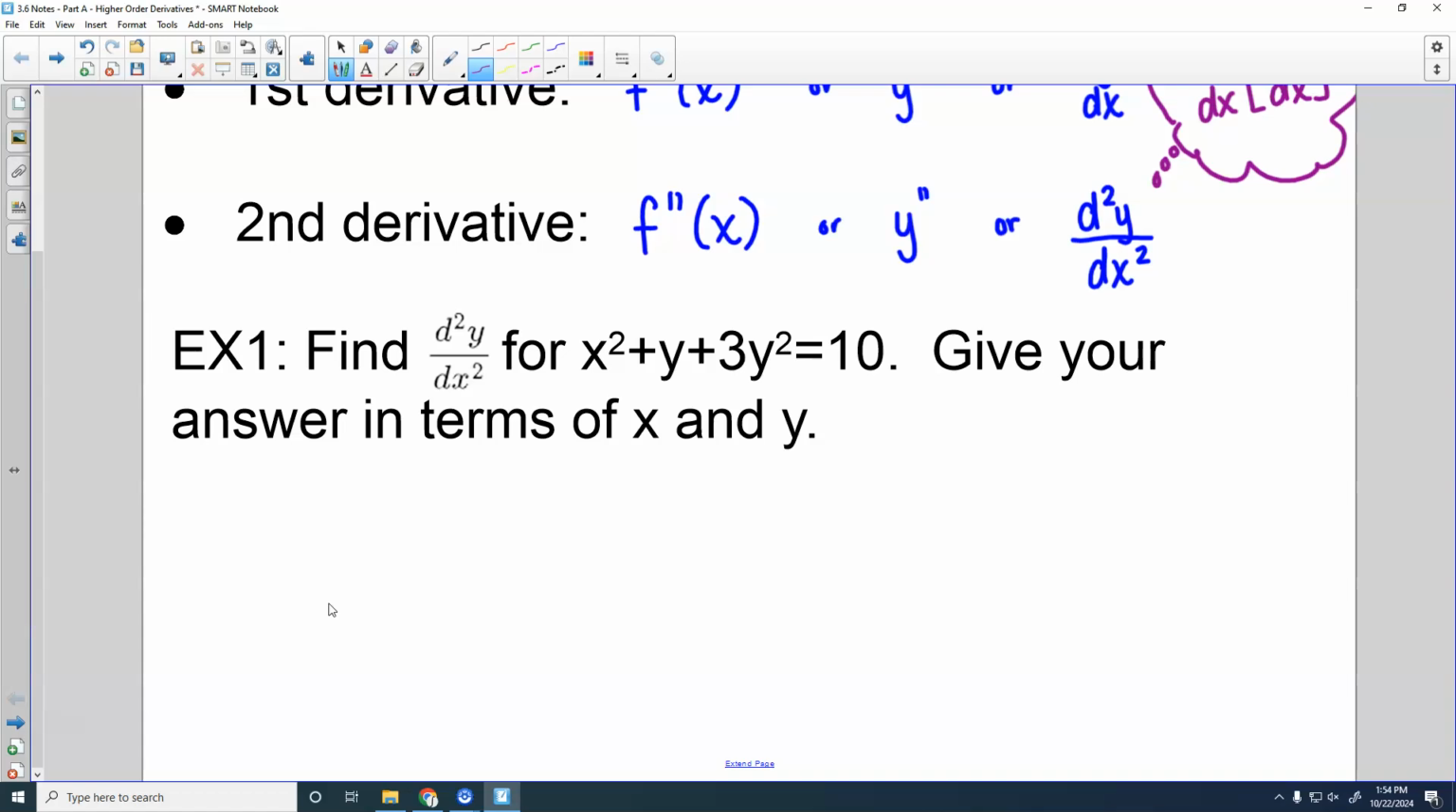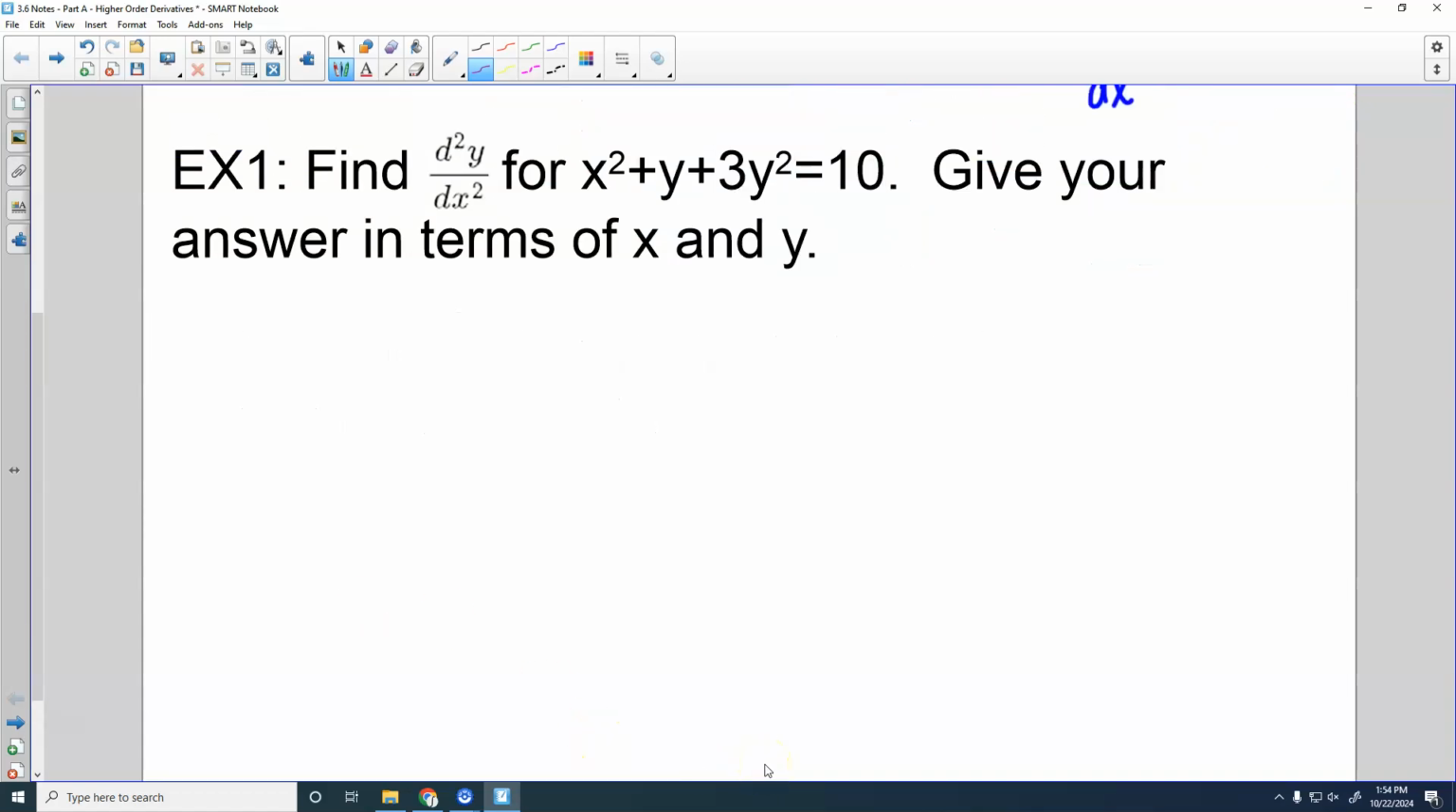So let's look at finding a second derivative. In order to find the second derivative, you must first find the first derivative. Notice here it says give your answer in terms of x and y. That means you cannot leave a dy dx or something like that in your answer, other than at the beginning where it's equal to. So we've got to find the first derivative for this.